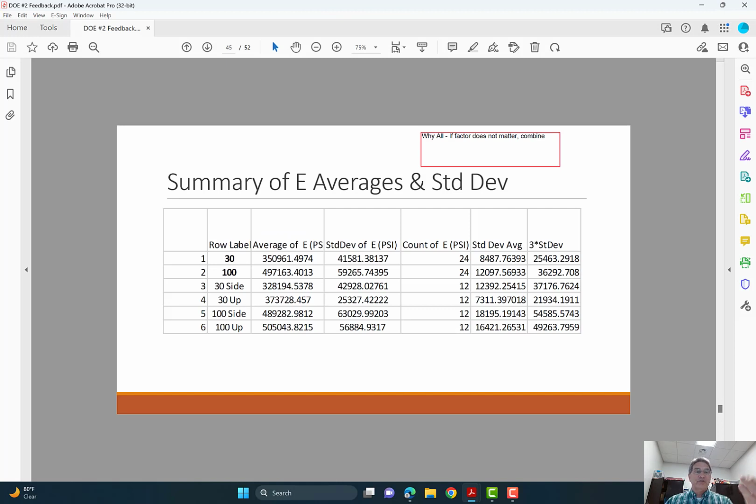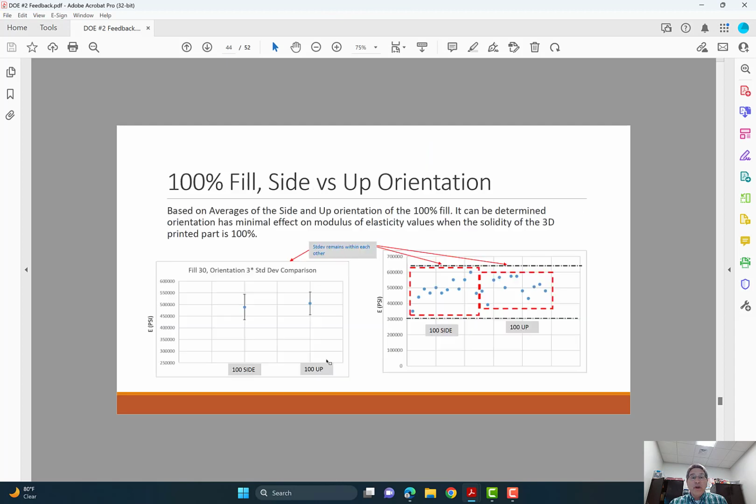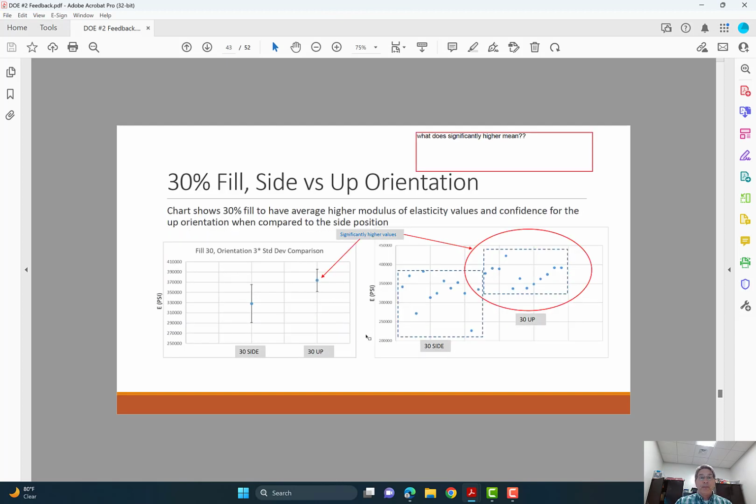And then, same kind of thing as we saw before. Here's their summary. But why am I seeing 30 side, 30 up, and 100 side, 100 up, if the side and up difference didn't matter? The whole reason you're doing the experiment is to determine which factors mattered. If you find that a factor doesn't matter, then what that's saying is there's no difference in the averages. There's no difference in the data from 100 side to 100 up.